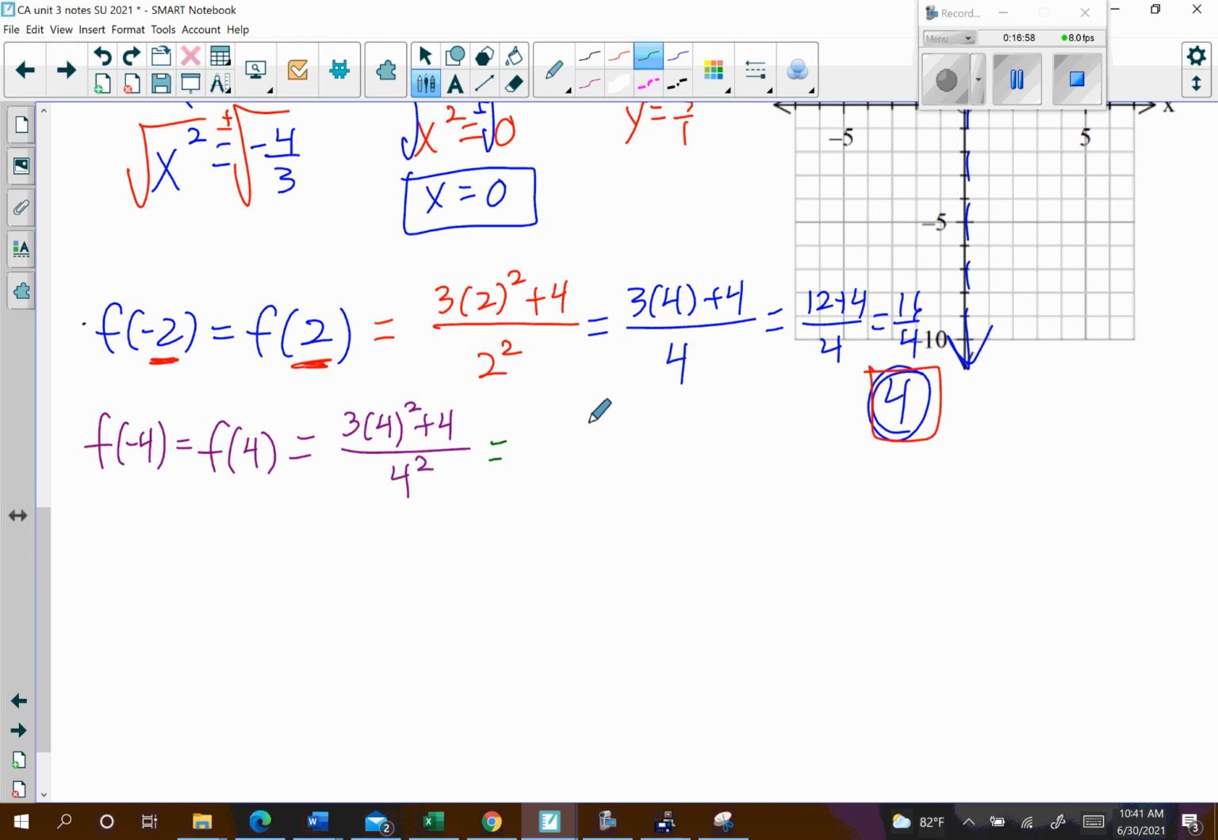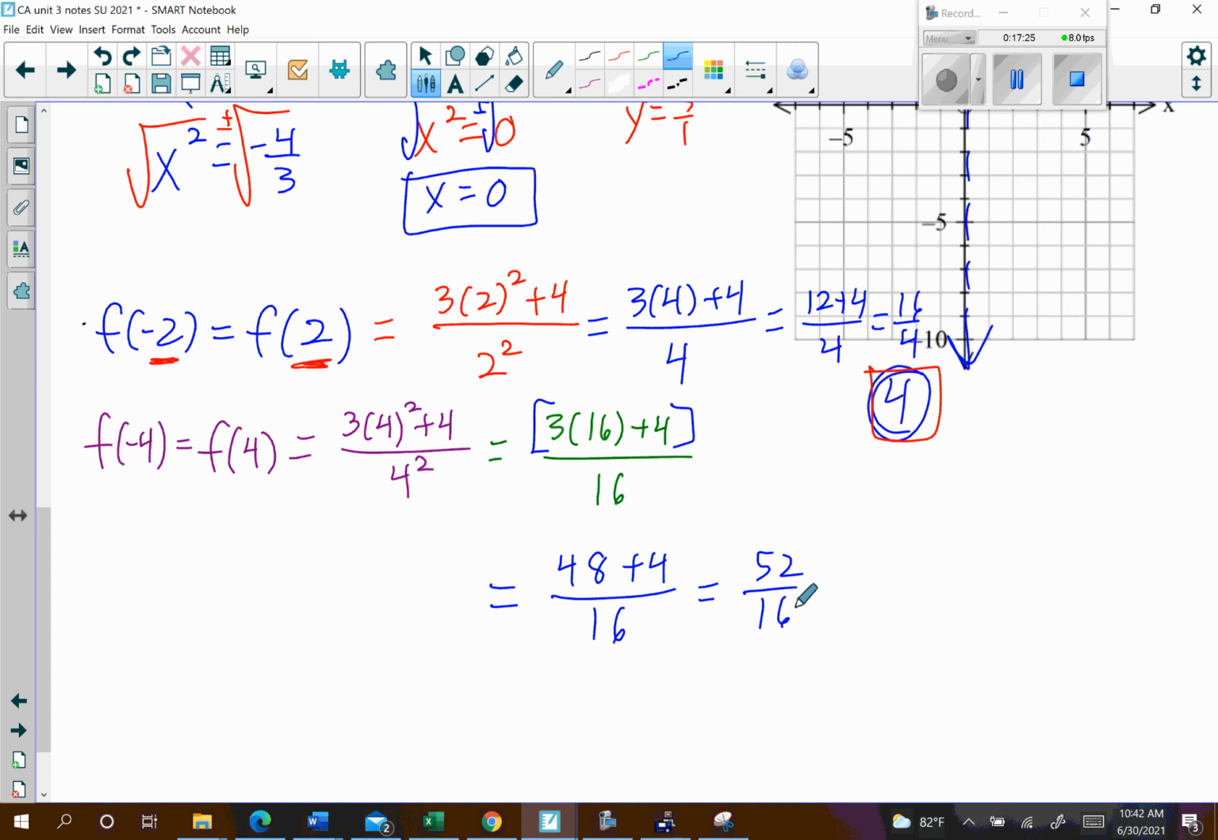All right, so this will be 3 times 16 plus 4 all over 16. Now don't try to cancel out the 16s. You can't do that. We have to finish simplifying the top before we can do any of that. So 3 times 16 is 48, and then plus 4 all over 16. And then we end up with 52 over 16.